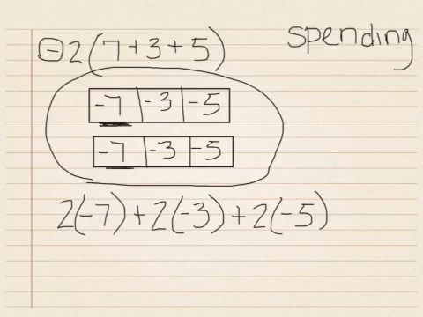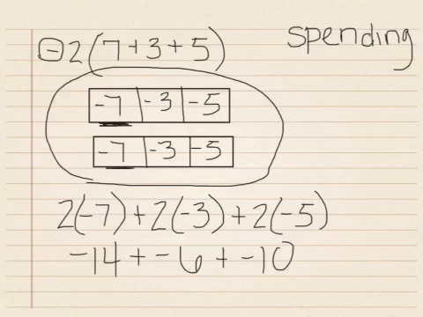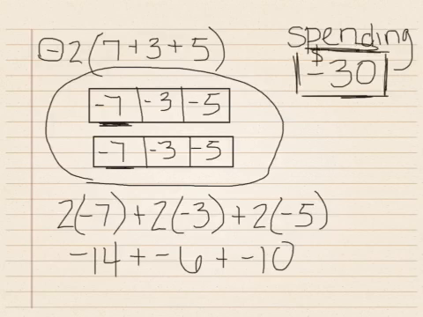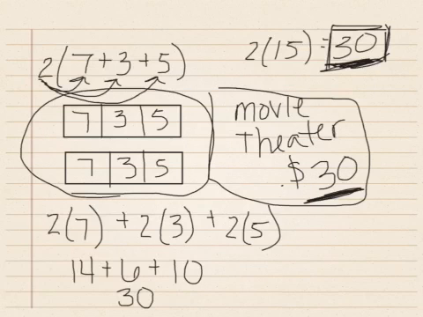And when we add these together, or actually after we multiply through, they spent $14 on the tickets, they spent $6 on the candy, and they spent $10 on the popcorn. And then they spent a total of $30. And the way that we represent that is just by using a negative, which just means that they spent the $30 compared to the movie theater receiving the $30.